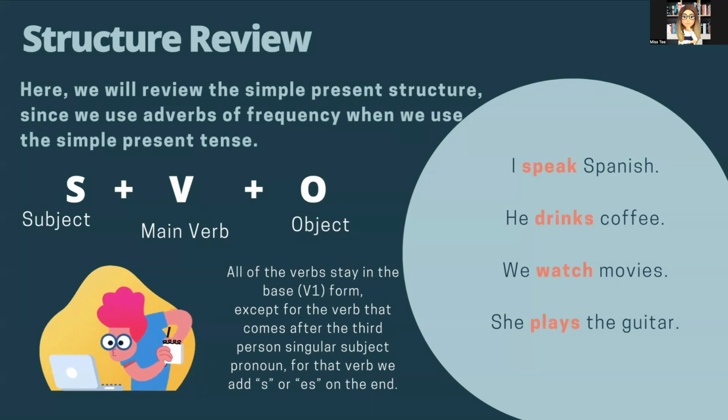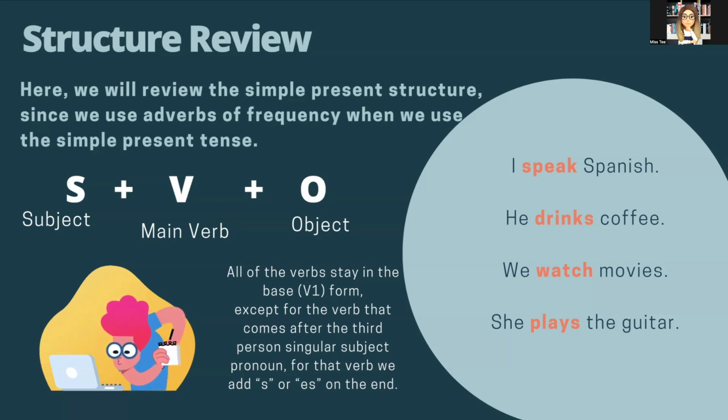So if you can remember some of the other videos, especially when we talked about an overview of the tenses or when we looked at simple present tense in detail, you'll remember our structure is SVO. S stands for subject, V is the main verb, and O is for object. And just to remind you that all of the verbs that we have, they stay in the base form. This is also known as the V1 form.